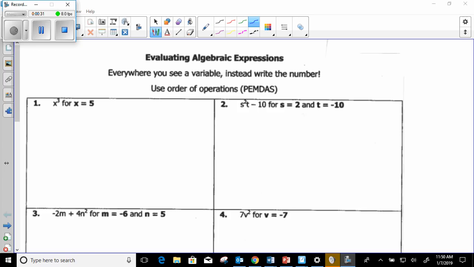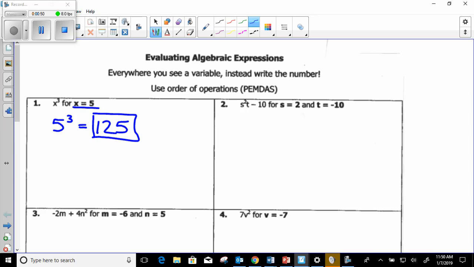So for number one, it's x cubed for x equals 5. So basically all you're going to do is substitute the 5 in for the x. So 5 cubed, which equals 125, and that's it. And this is just real basic to kind of get you started.